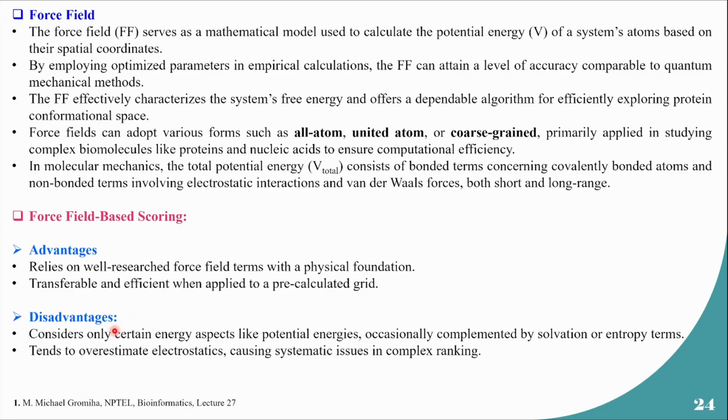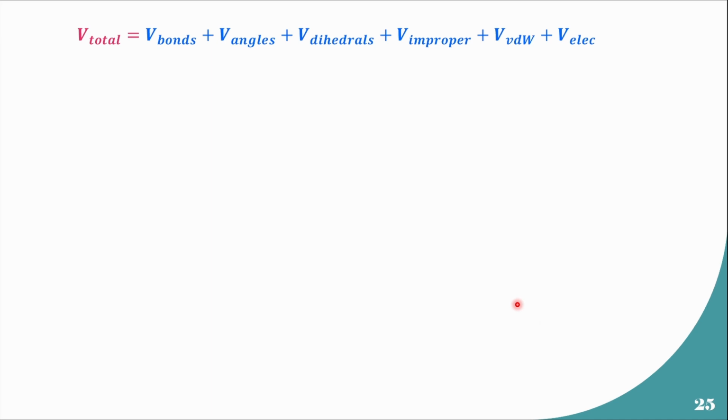Now, there are certain disadvantages. For example, sometimes they tend to overestimate electrostatic interactions, and they only contain certain energy aspects like potential energies, occasionally complemented by solvation and entropy terms. So these are some limitations, but overall force field based scoring is quite good. It can give you good results in terms of docking, or if you use it in molecular mechanics for MD simulations also.